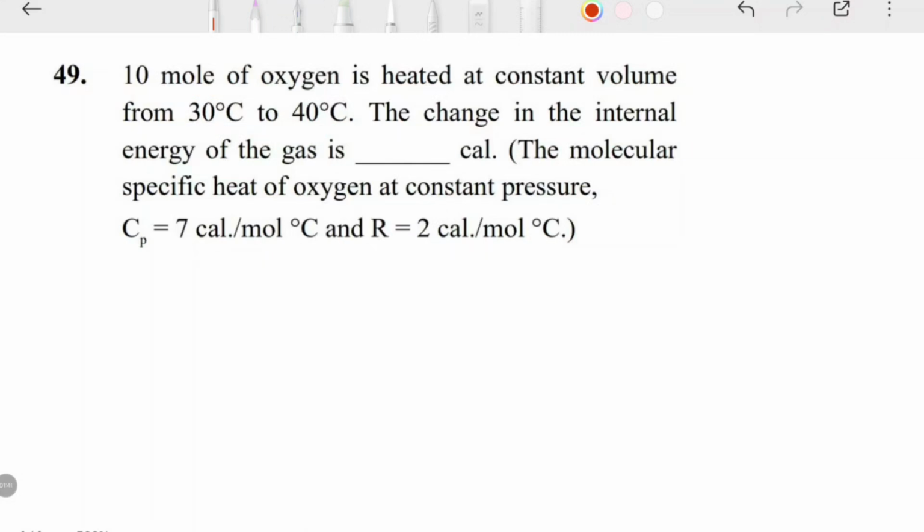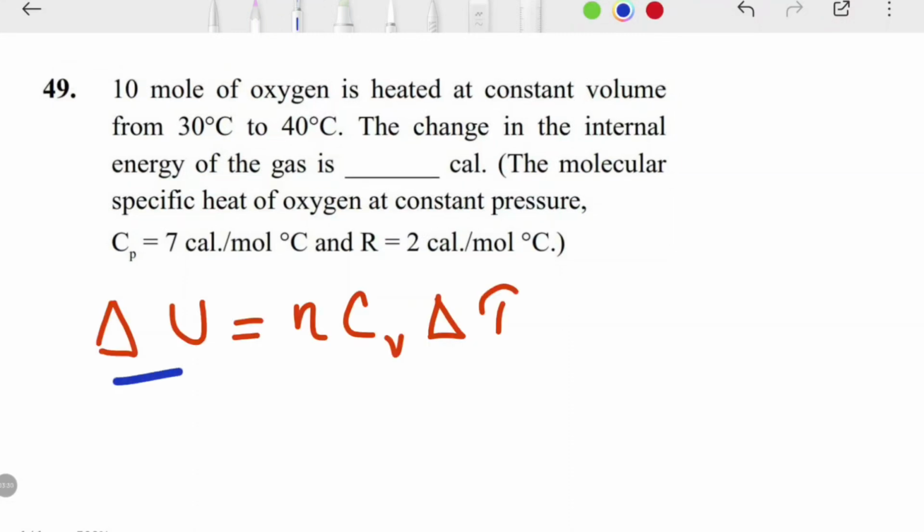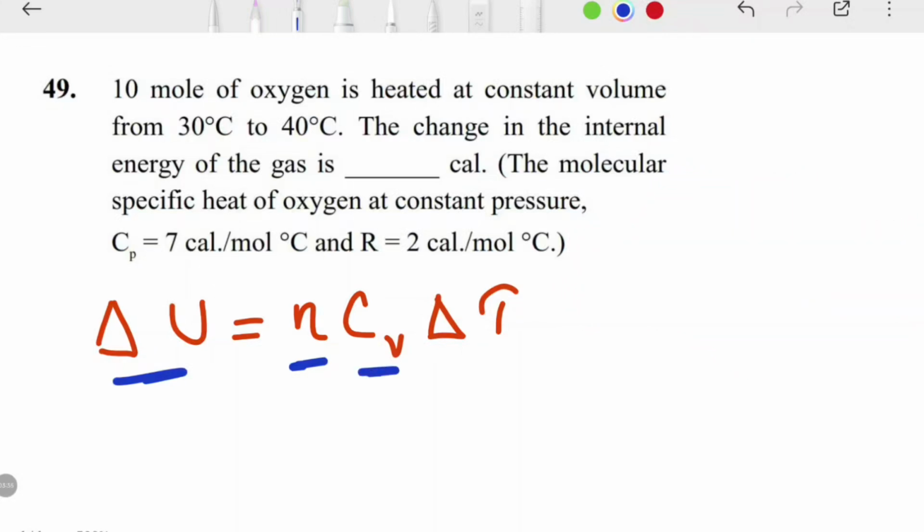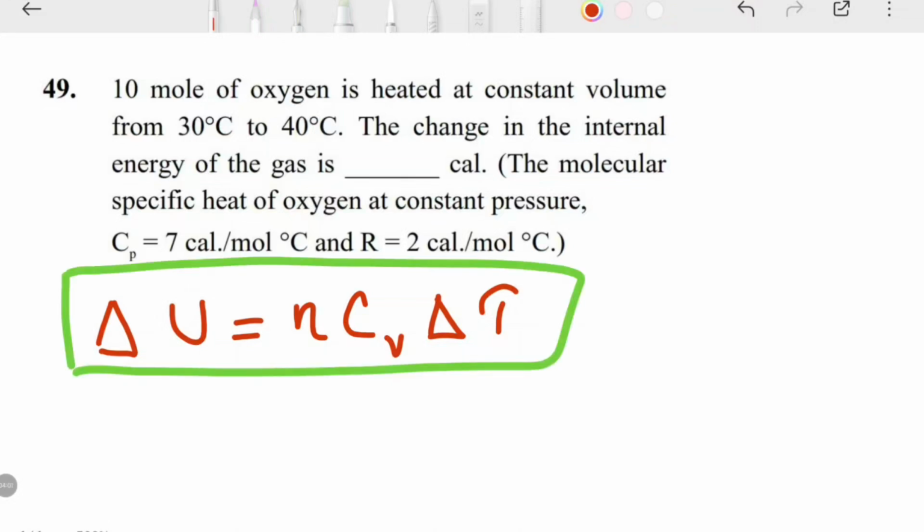I want to tell you one thing: when volume is constant, no work is done, and all heat goes into changing internal energy. So we can use the formula: change in energy, that is ΔU, equals n times Cv times ΔT, where n is the number of moles, Cv is the molar specific heat at constant volume, and ΔT is the change in temperature. Wait, we are given Cp, not Cv, right?